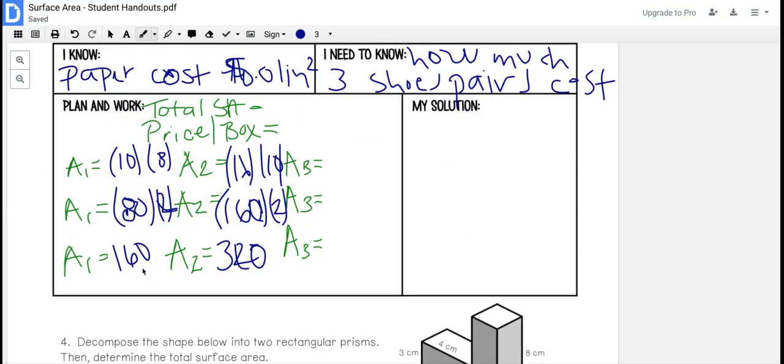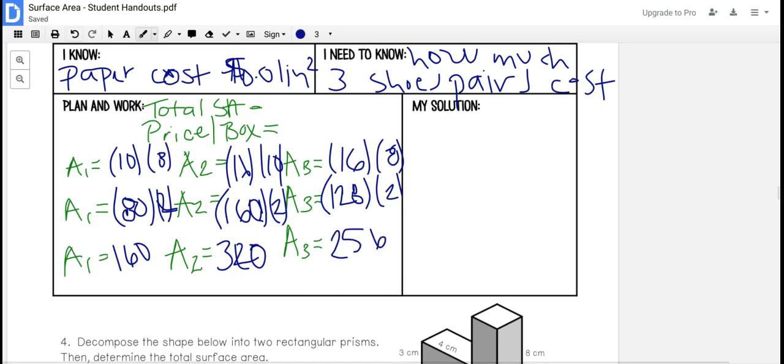So we would do 16 times 8, 128. And then we know we have to multiply this by 2 because we have the top and the bottom. So multiply by 2, which will give you a total of 256.